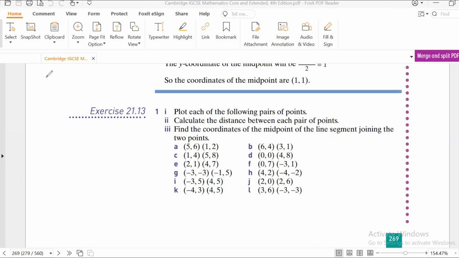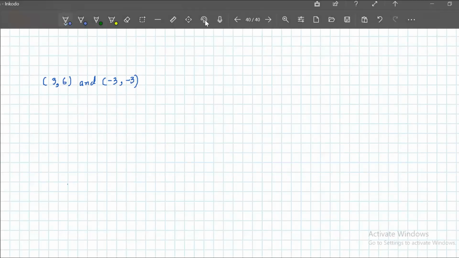Here we have these points 3 comma 6 and minus 3 comma minus 3. So now I will solve this question here. And remember that two things we have to find out. The one thing is the distance between these 2 points. Let's suppose this is A and this is B. We have 2 points. How to find the distance between these 2 points?